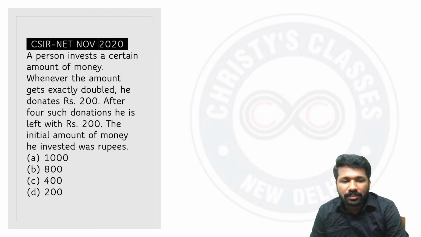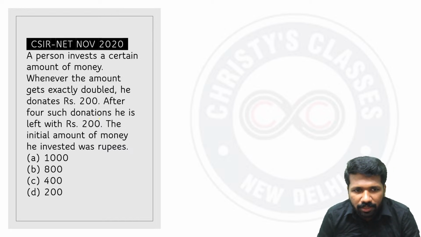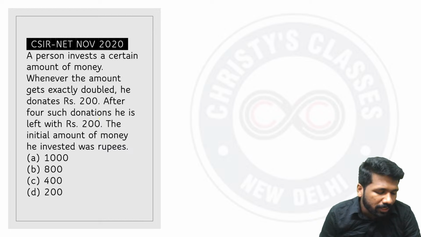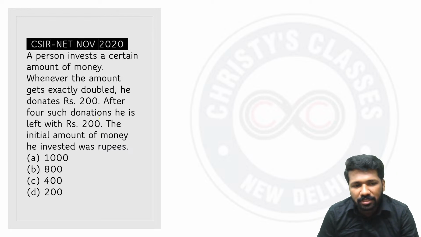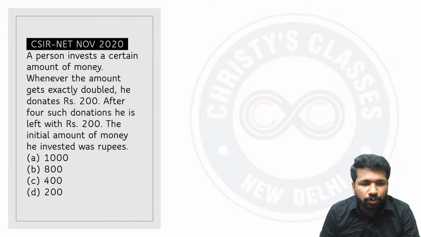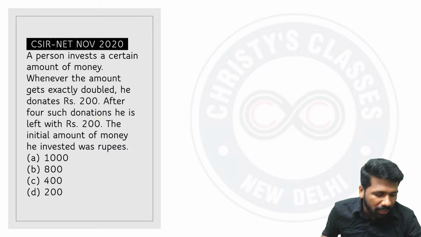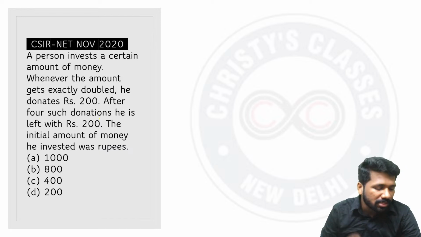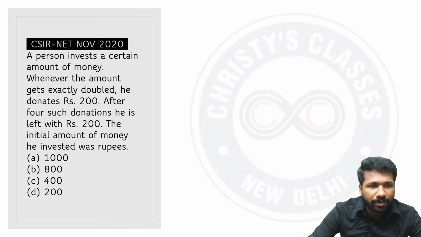Let's see. So this is a miscellaneous monetary problem. A person invests a certain amount of money. There is no other theory needed in this chapter. This chapter is like we have to look at the situation, analyze the situation and answer the question. In this question, the best way is to use the backward induction method. In the initial tips and tricks and shortcut method class, I mentioned backward induction. Here the best method will be backward induction itself.